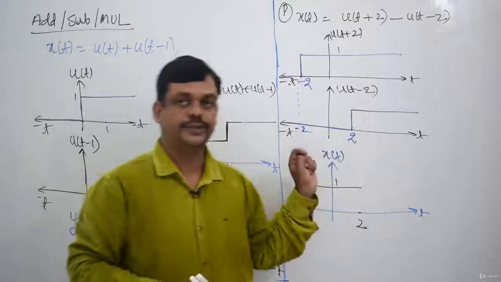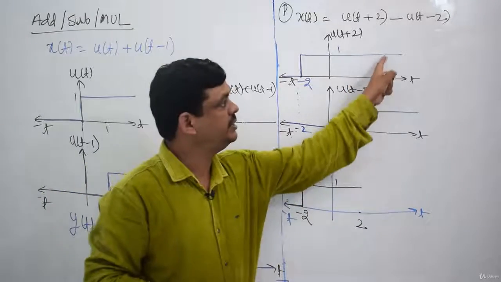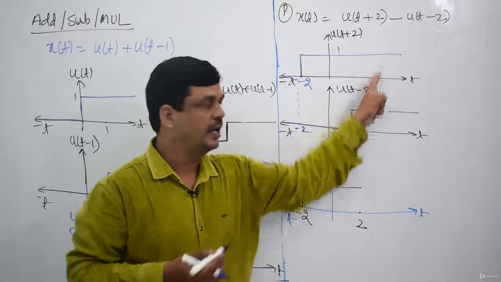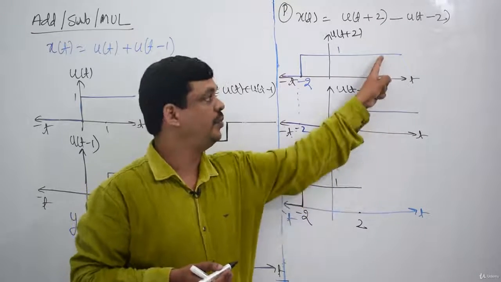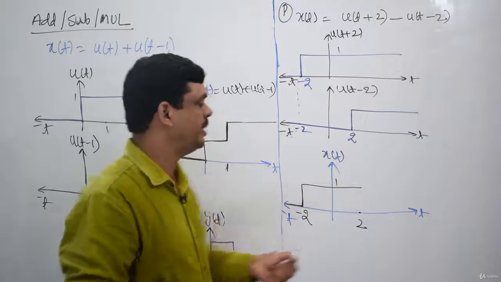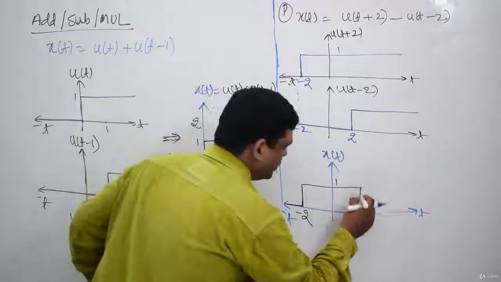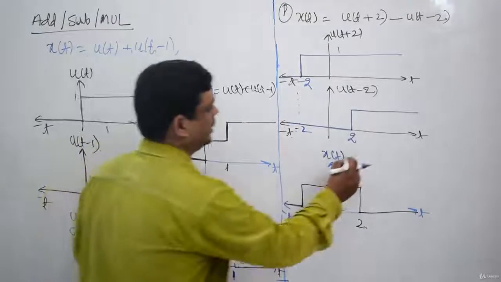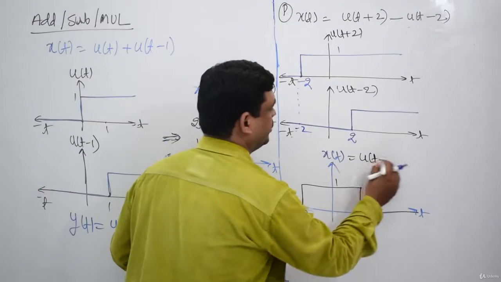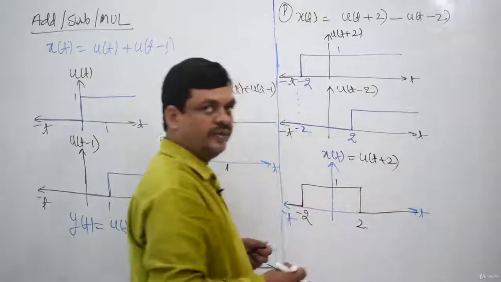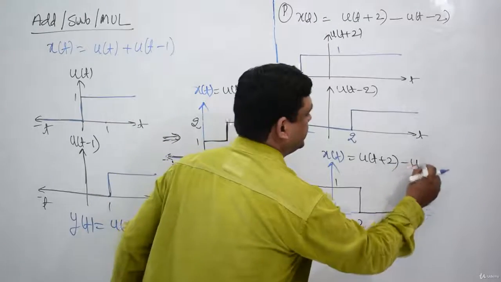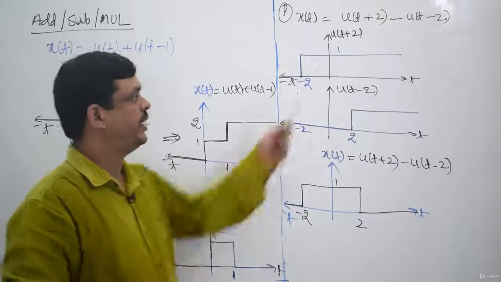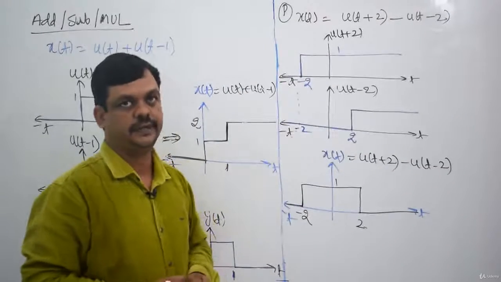And from 2 onwards, this function is defined and this function is defined. This function amplitude is 1 and this function amplitude is 1. So 1 minus 1, the subtraction of these two, becomes 0. So this function now becomes 0. This is the subtraction of the two functions. One function is u of t plus 2 minus u of t minus 2. So this is the subtraction of two signals here.